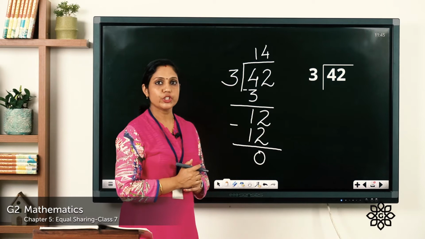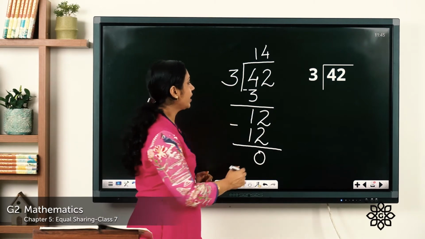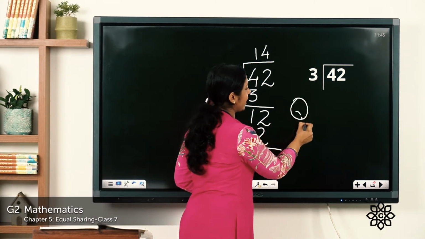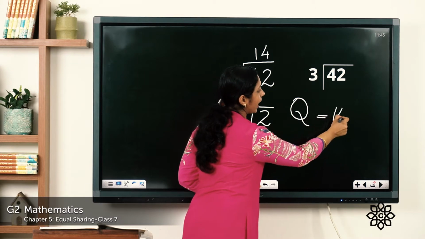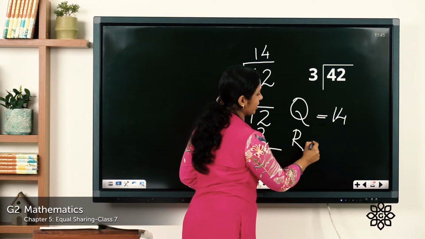So how much is the quotient? 42 divided by 3. The quotient is 14 and the remainder is 0.